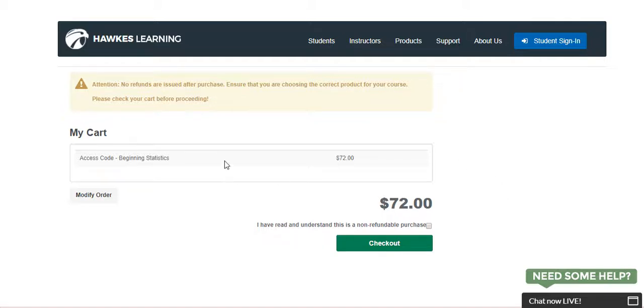Like I said, this would just be an access code. This is just getting you the code to the online environment with the ebook. If you want a hard copy of the book, please reach out to me and let me know, or check with the TU bookstore and see what they have, and we'll go from there.